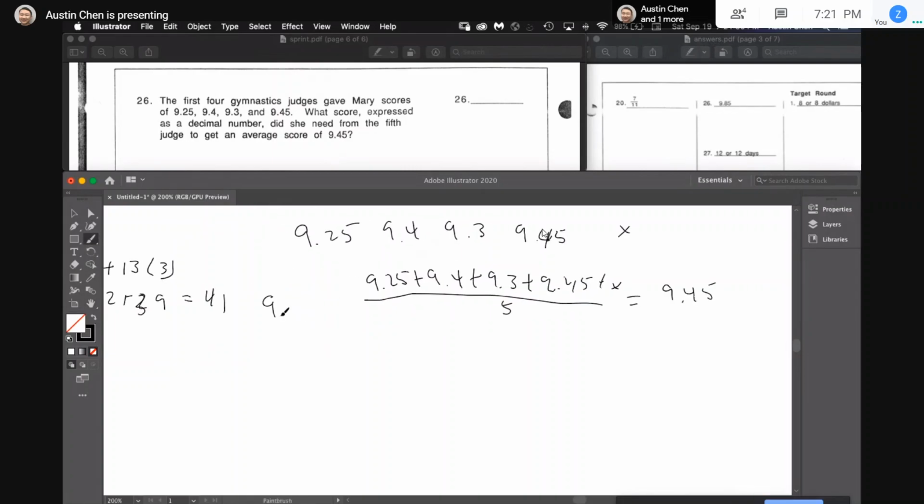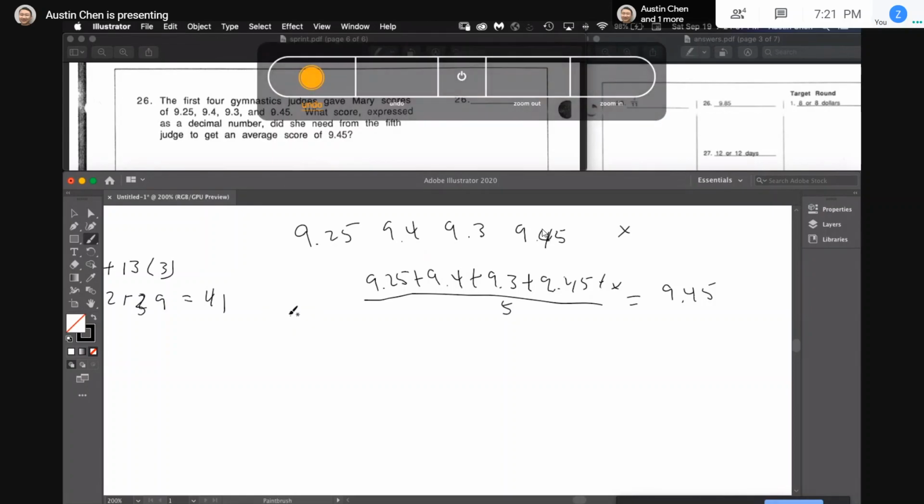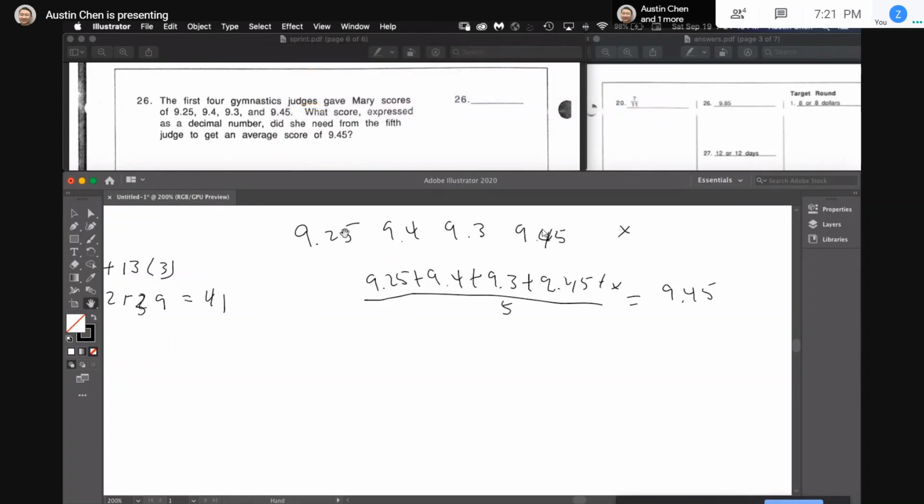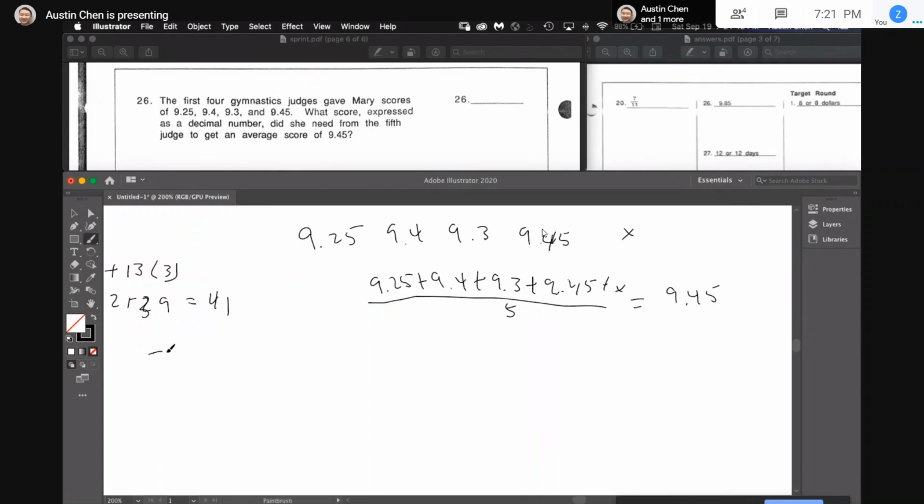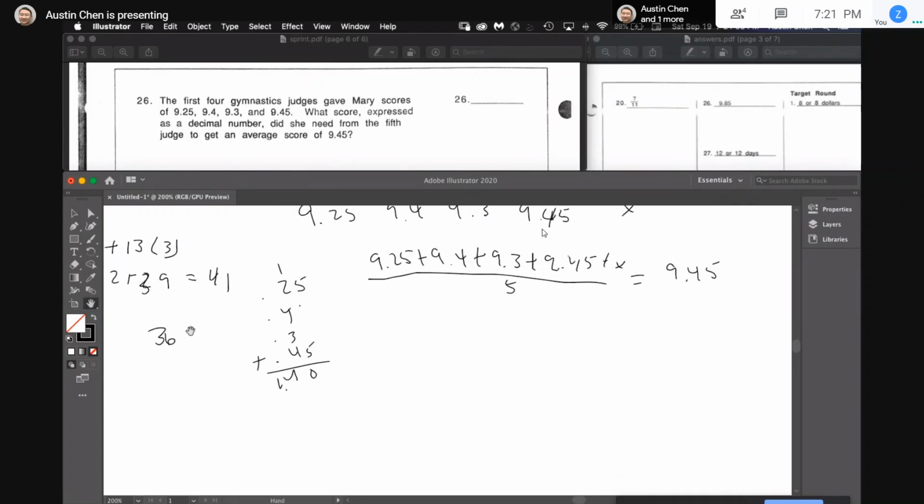Okay, I'm going to take the 9 out of all of these. That's going to be 9 times 4, that's 36. And then we're just summing the decimal parts. So 0.25, 0.4, 0.3, 0.45. It's going to be 0, 1, and that's going to be 8, 10, 14. So 1.40, and we had 36, so that's going to be 37.4. Okay, so that sum is going to be 37.4.